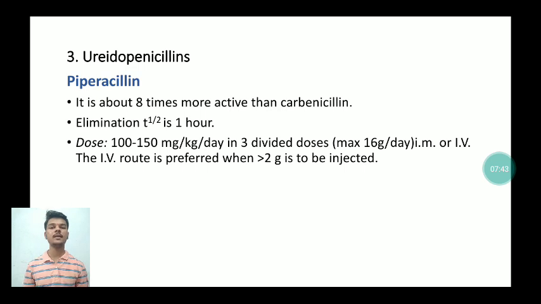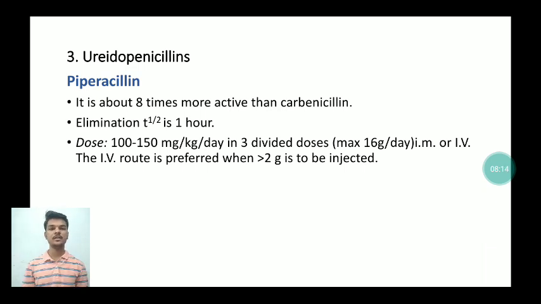Now the third category we have is ureidopenicillins. In this the first drug is piperacillin. It is about 8 times more active than carbenicillin. It is used to treat infections caused by Klebsiella, Enterobacteriaceae and some bacteroides. Its elimination half-life is 1 hour. Its dose is 100 to 150 mg per kg per day in 3 divided doses. Maximum 16 gram per day dose can be given either intramuscularly or intravenously. The intravenous route is preferred when more than 2 gram is to be injected.